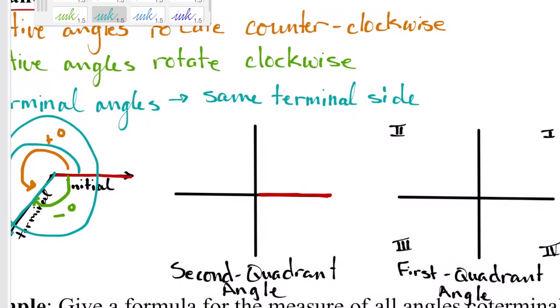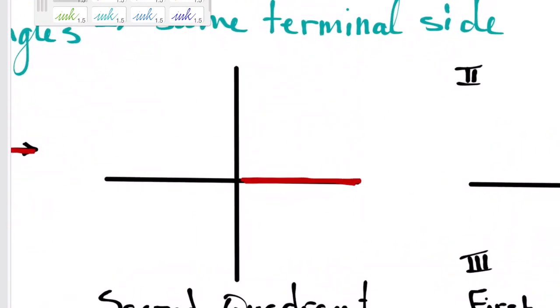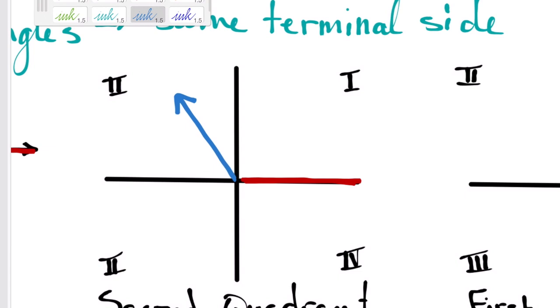Also, there are different types of angles. When we look at the coordinate plane, we have our first quadrant, our second quadrant, our third quadrant, and our fourth. Again, our initial side is always going to be starting on the positive x-axis. Say we are looking at a second quadrant angle, that means that the terminal side is in the second quadrant somewhere. My angle starts on this red and then opens up to the blue. So this is a second quadrant angle because that terminal side is in the second quadrant.